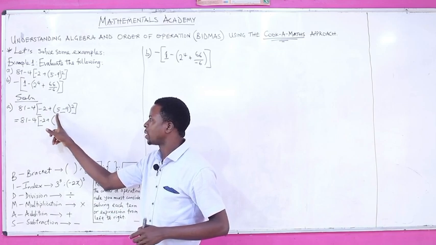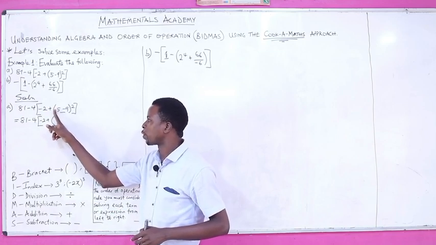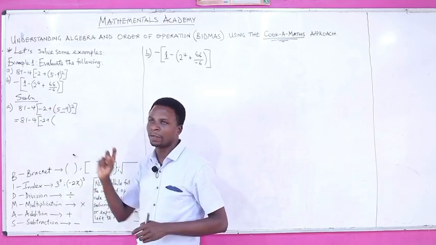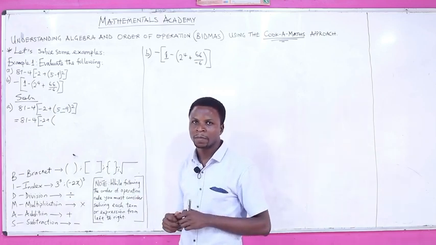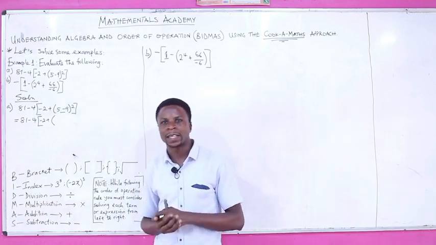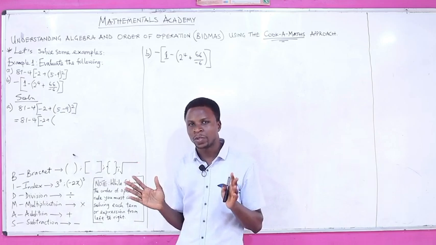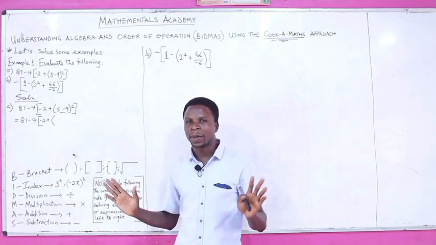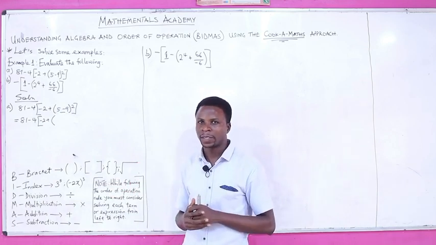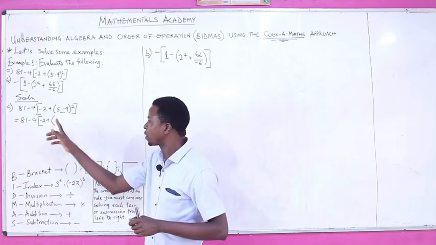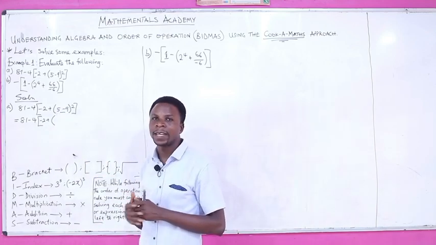Now this 5, you might say doesn't have any sign, but there's a sign in front of it, which is a positive sign. Now one thing we should also understand is that any number that stands on its own, that doesn't have a negative sign, automatically has a positive sign. So we have to understand that. So this 5 here is positive and this 9 here is negative.